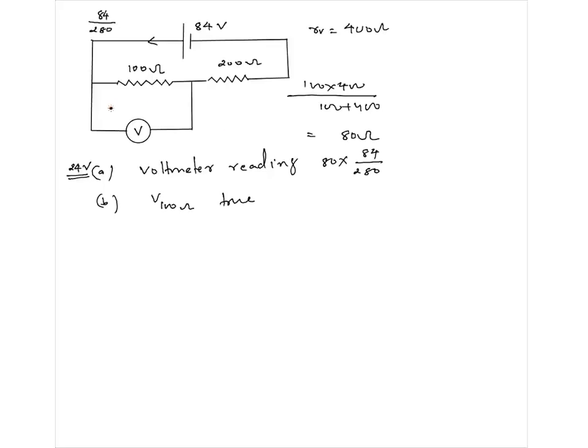84 volts across two resistors in series. We can use that quick series potential drop formula. 100 upon 100 plus 200 multiplied by 84 would be the answer. That means 1/3 of 84. 1/3 of 84 is 28.